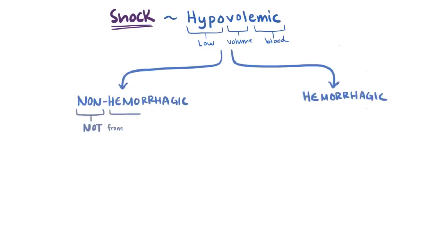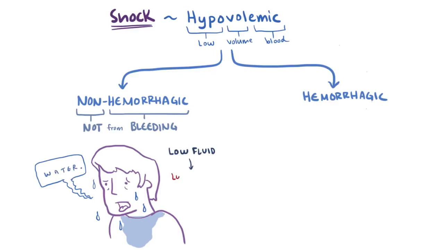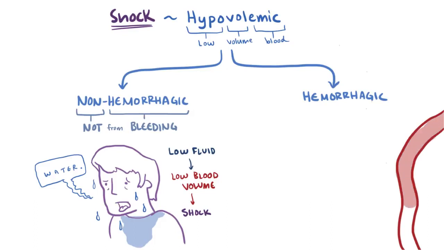Non-hemorrhagic means that the loss of fluid volume isn't from bleeding. So this could be like if you were stranded in a desert and suffered severe dehydration. Eventually, your loss of fluid and sweat would reduce blood volume to where it wouldn't be enough to supply your body's organs, and you develop hypovolemic shock. Hemorrhagic hypovolemic shock, on the other hand, is loss of blood volume through ruptured blood vessels. In other words, from bleeding.